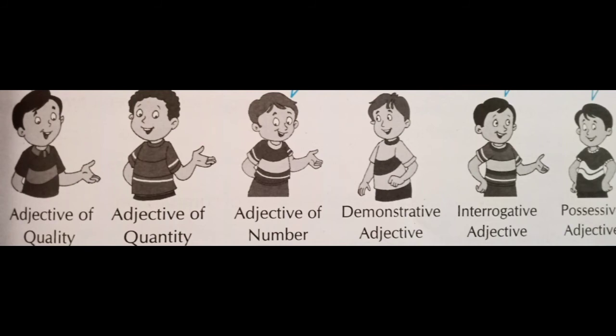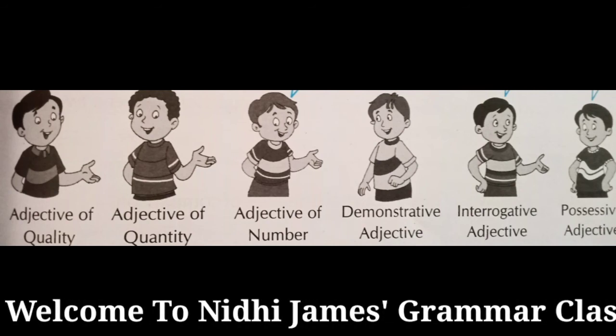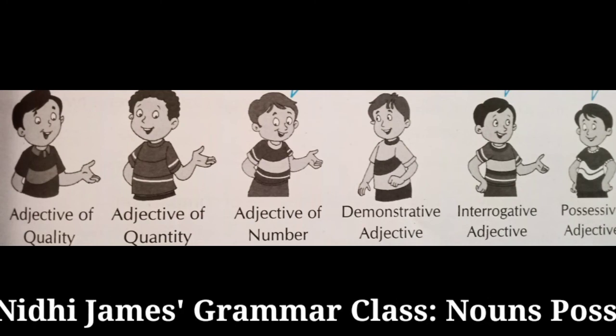Next one, much, many. Much and many also convey the same idea. But much is an adjective of quantity, whereas many is an adjective of number. Examples: much help, much work. Help and work are uncountables. Many girls, many books. Girls and books are countables.